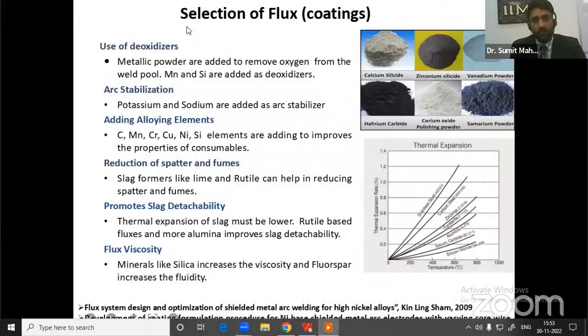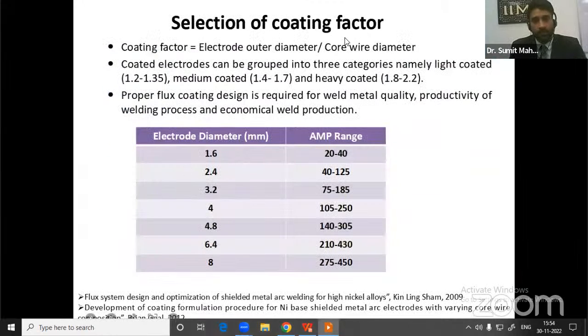So these are some of the selection of coatings. What is the use of a deoxidizer? Deoxidizers are metallic powders which are used to remove oxygen, because oxygen is a very harmful gas for welding, which can cause porosity and also weld cracking. We need to remove the oxygen from the weld, so we use these metallic powders. These deoxidizers react with the oxygen, form slag, and make our weld oxygen free. There are also arc stabilizers and some alloying elements. We already discussed them in the previous slide.